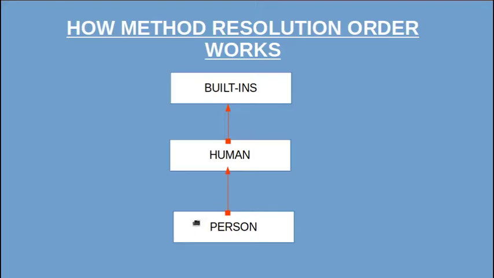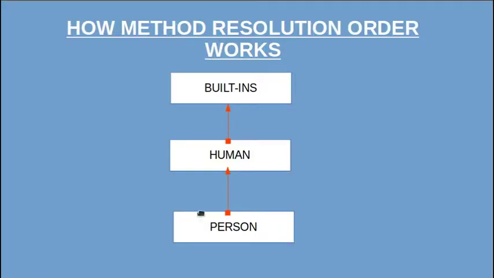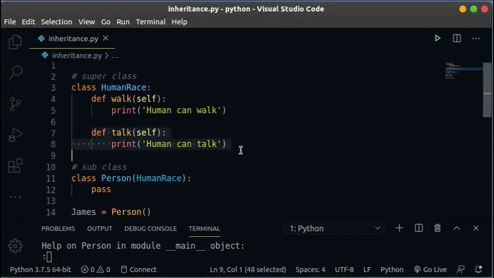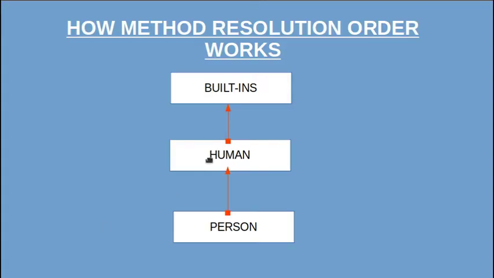So it looks in itself, and it doesn't have the talk method. So it goes higher in the hierarchy in the method resolution order. It goes to the class which it inherits from. In this case, we inherit from the human race. So it will go to the human race class and look for that method. In the human race class, it finds the method and uses it. So if we print this, that's why we get human can walk and talk. It goes up to the human race class, finds that talk method and uses it.